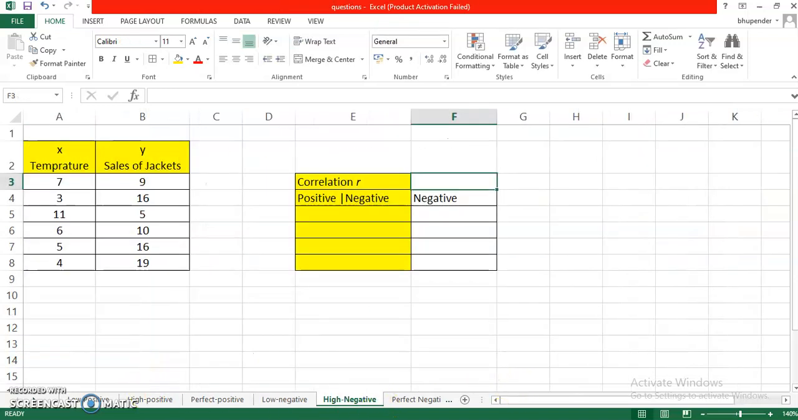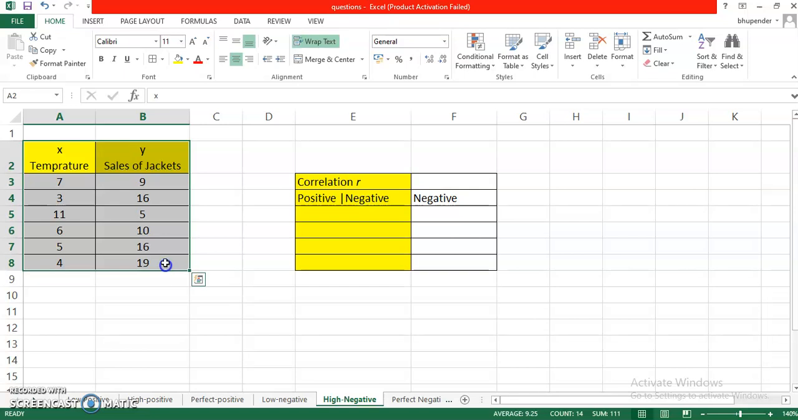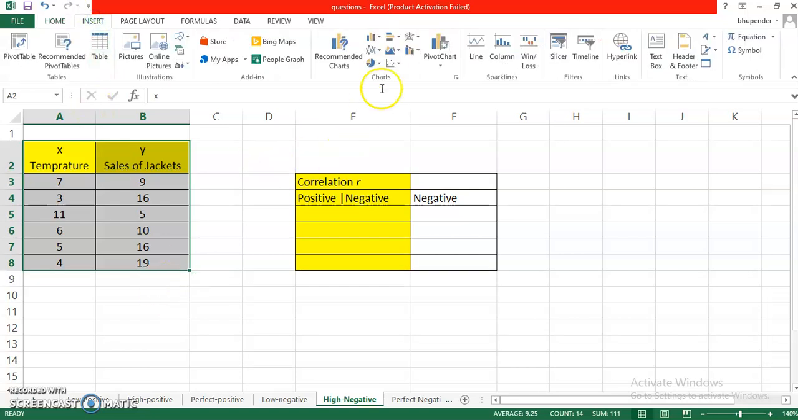And let's go to another example, high negative. In this, I know the temperature and sales of jackets. So I know if the temperature is going to go down, the people are going to buy more and more jackets, and so this must be very strongly correlated. That means when one variable goes up, the other goes down, and when one comes down, the other goes up. Let's see.